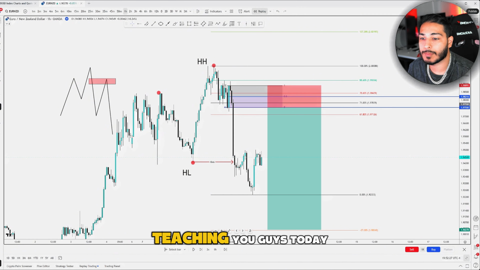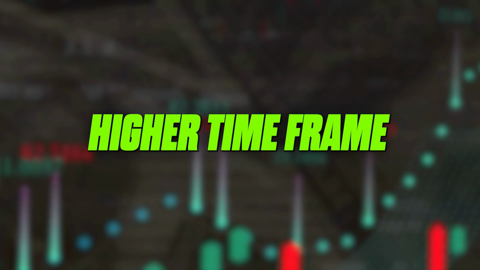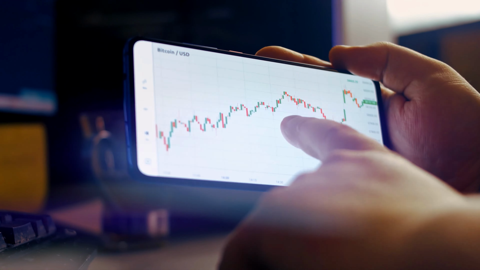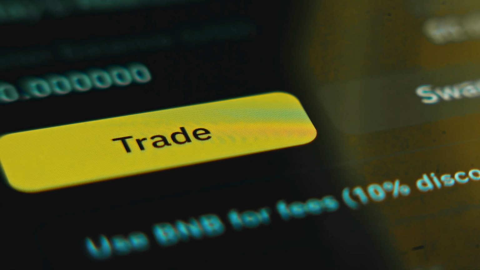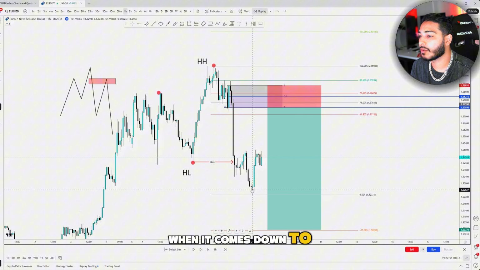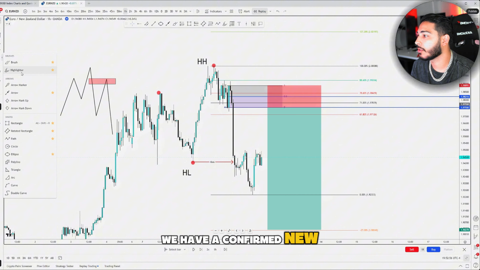All the concepts that I'm teaching you guys today, you can use them on the higher time frame, and you can also use them on the lower time frame. It doesn't necessarily matter. It's just based on you and your perspective of what you're trading. The same things work on the higher time frame, the 1 hour, 4 hour, daily, weekly, monthly. The same things work on the lower time frame, 1 hour, 30, 15, 5, 1, and all the time frames in between. When it comes down to it, we have a confirmed new lower low.